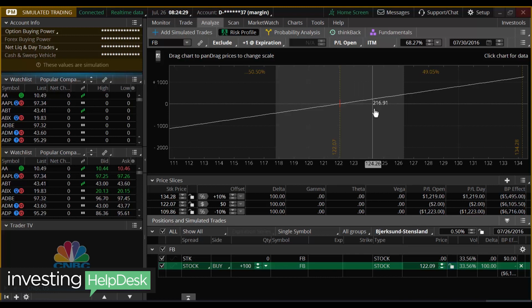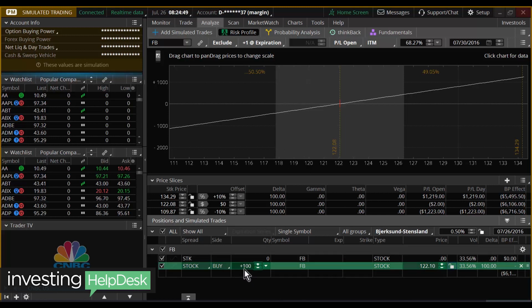And depending on how I move my mouse, you can see that as things move forward in time or in price, I make more and more money. And the inverse is true. If the stock starts moving down in price, I start losing money. Okay, so that's the basic theory of investing.